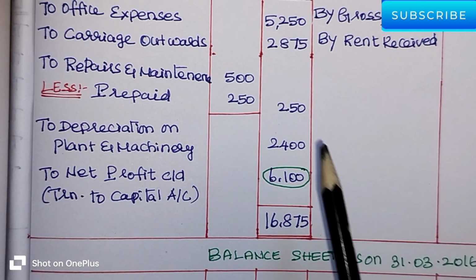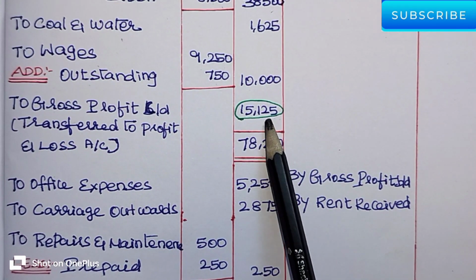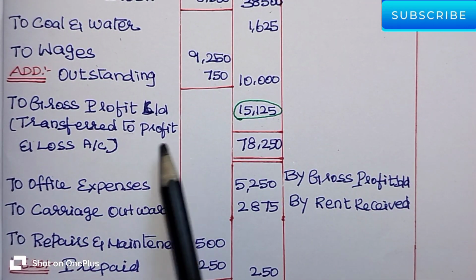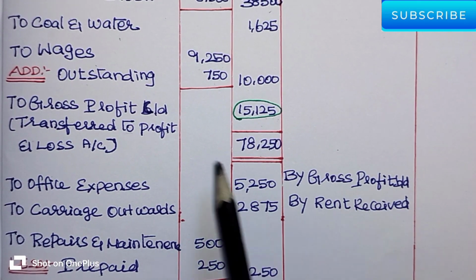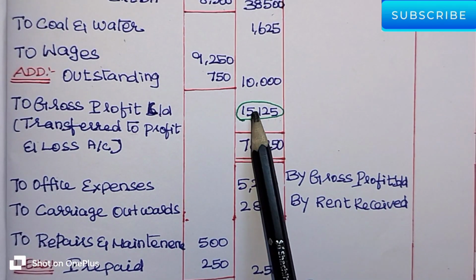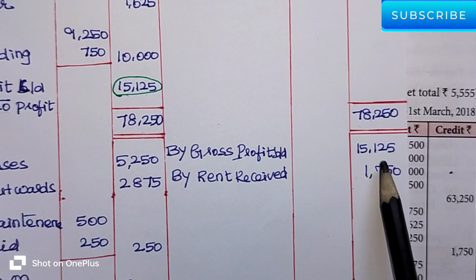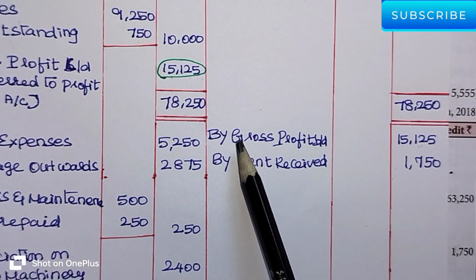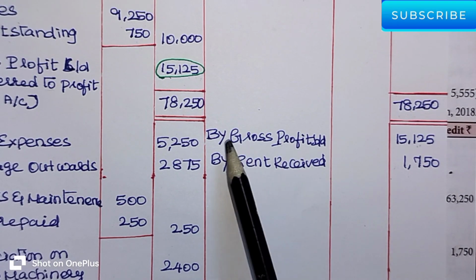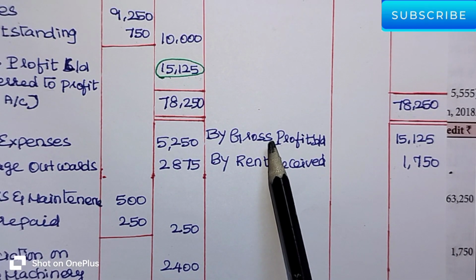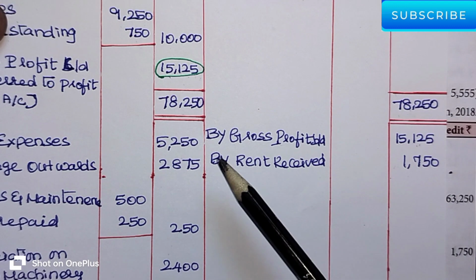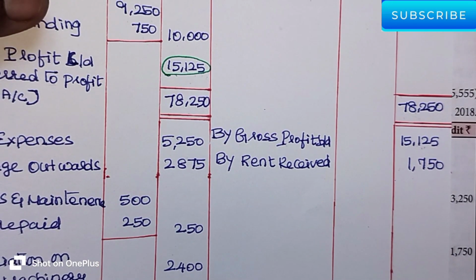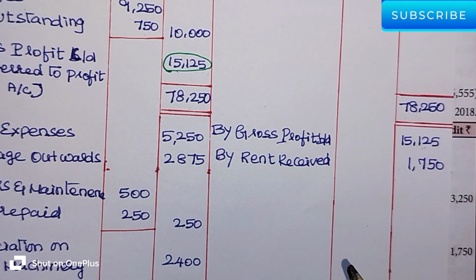This gross profit of 15,125 is transferred into the profit and loss account, on the credit side of the profit and loss account. We always start with the gross profit or gross loss on the profit and loss account. Let's go to the profit and loss account. What entries are entered here?